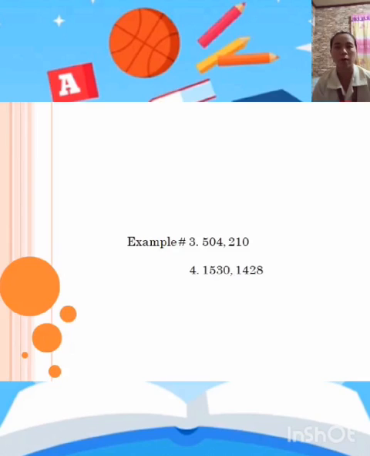For examples number 3 and 4, just solve them and comment your answer with the solution in the comment section. The deadline is extended until the next meeting.